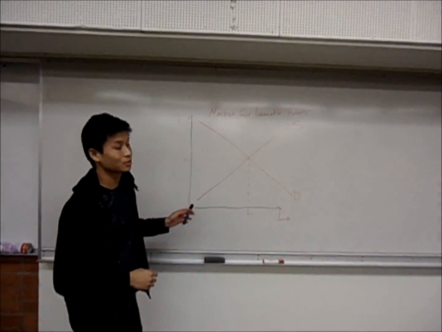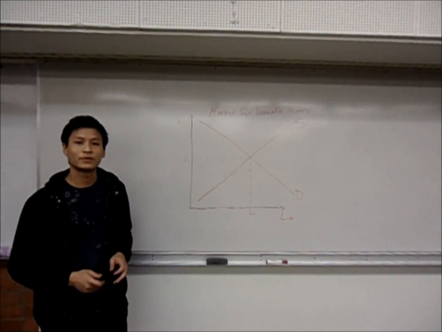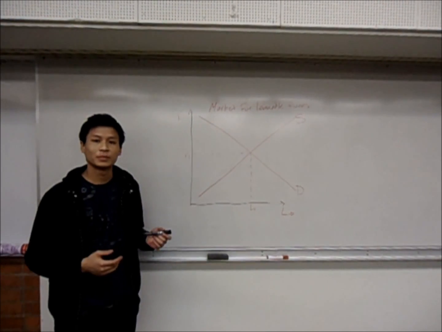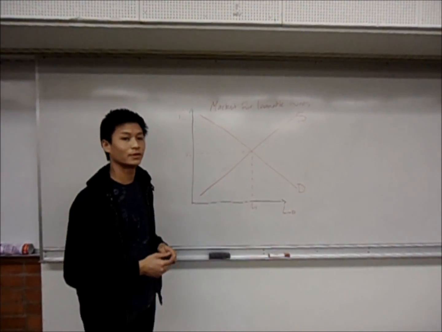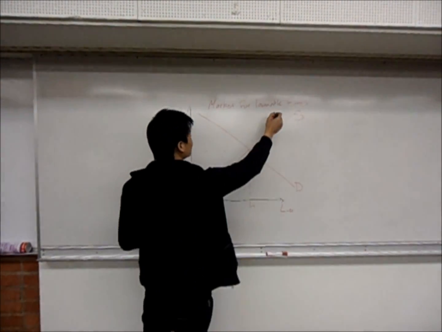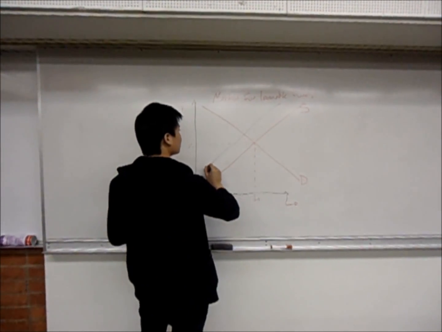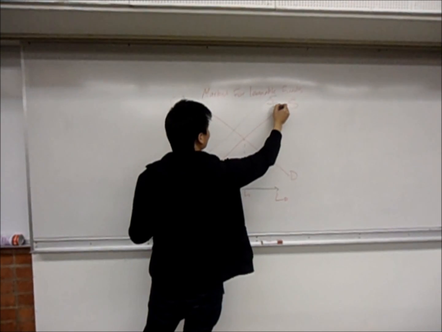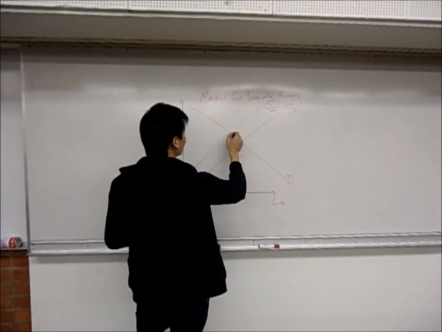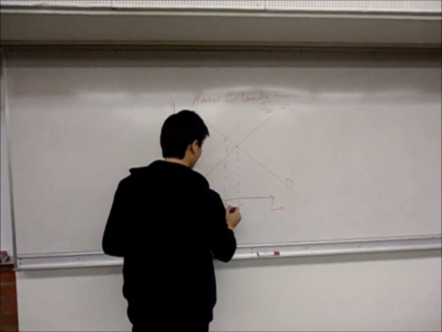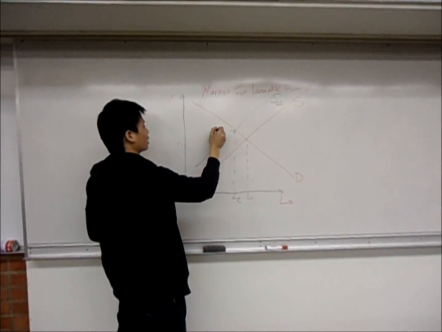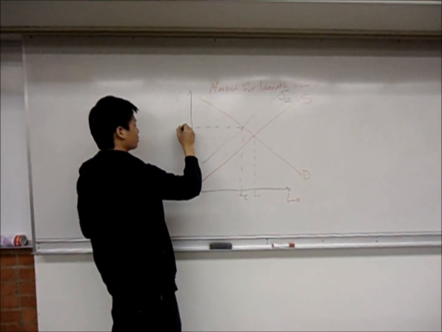So now we're going to look at the supply side of the market of loanable funds. For example, if the government runs a deficit, that would cause the supply of loanable funds to shift to the left, causing the supply of loanable funds to decrease and the interest rate to increase.